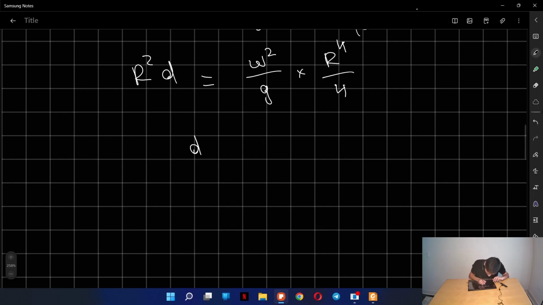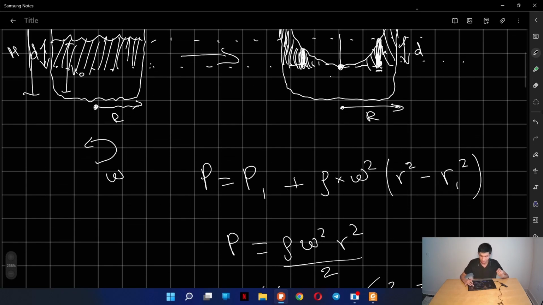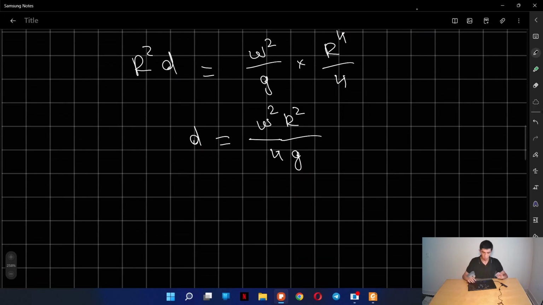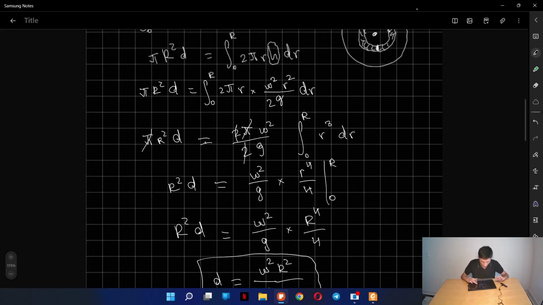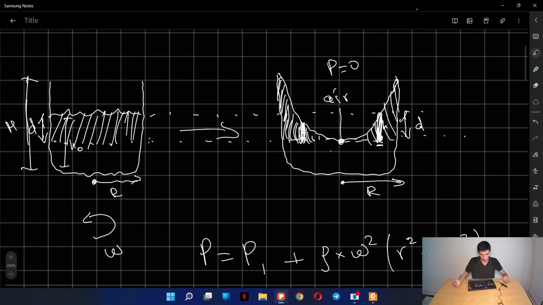And how I can write the equation for d is, it's going to be omega, the angular frequency squared, times the radius squared over 4g. And this is how we determine how the level of water decreases as we start to rotate it. So this is the equation we're going to need. Okay, let's go back to the diagram and see what's happening.